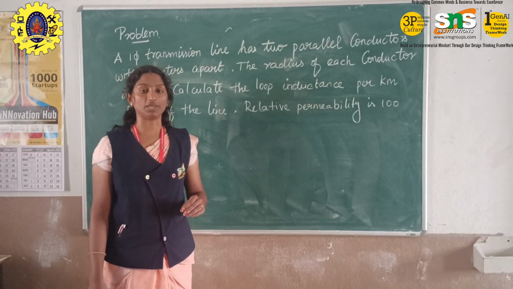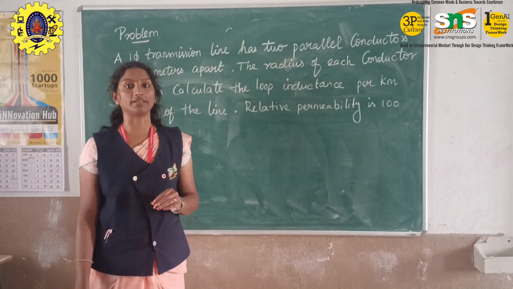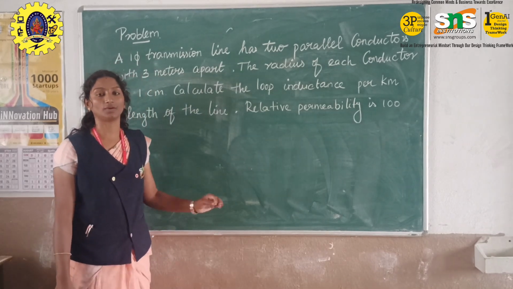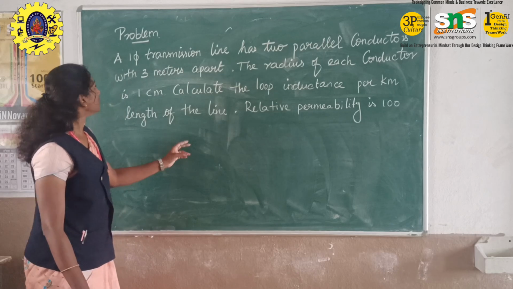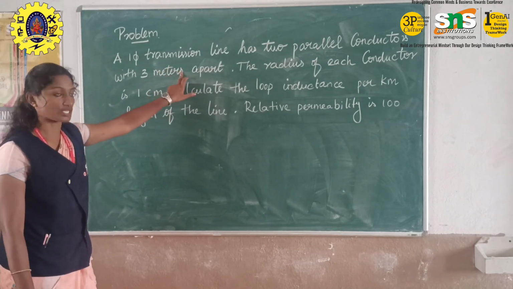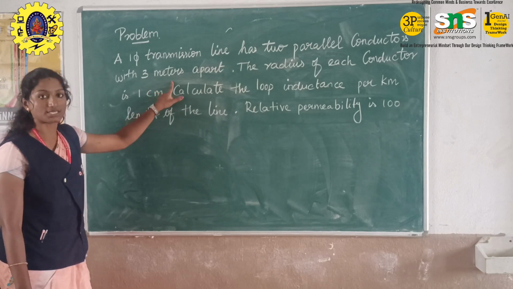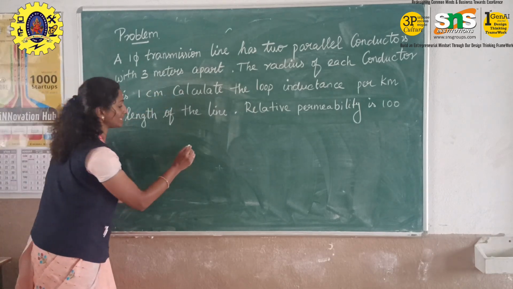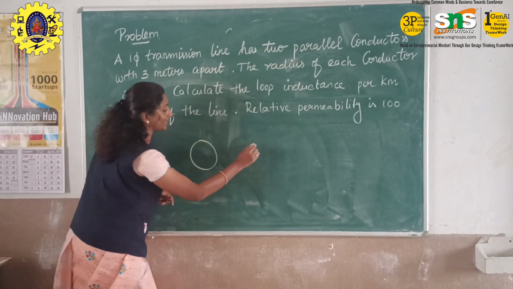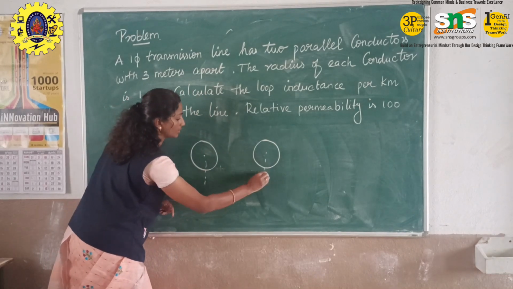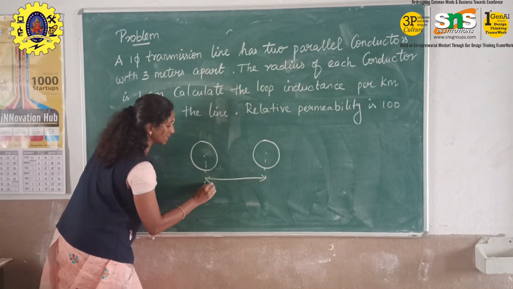Already we have derived the equation for inductance considering internal flux and external flux. As a continuation, now we are going to have a problem where a single phase transmission line has two parallel conductors 3 meters apart. From this sentence we can draw two conductors which are 3 meters apart.